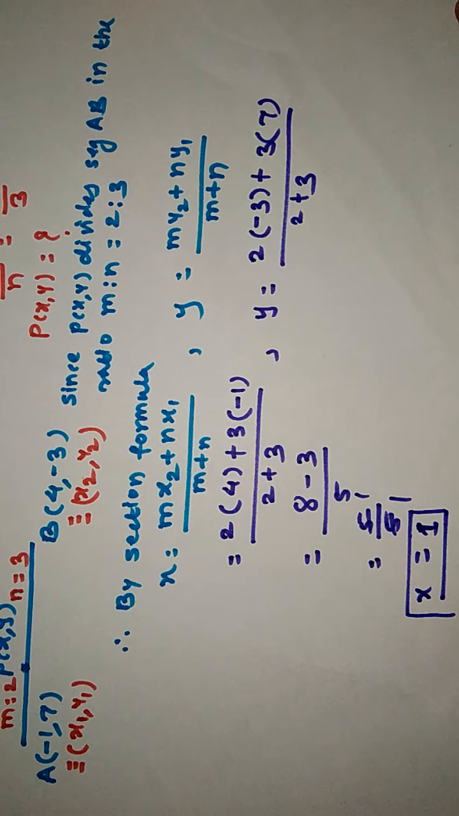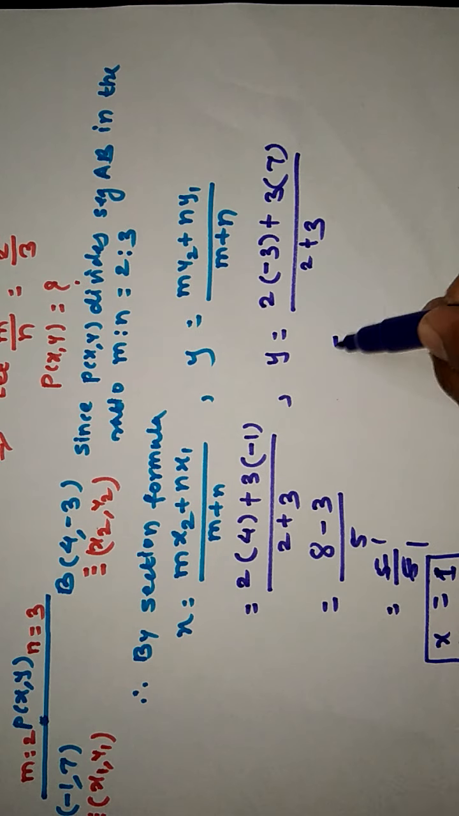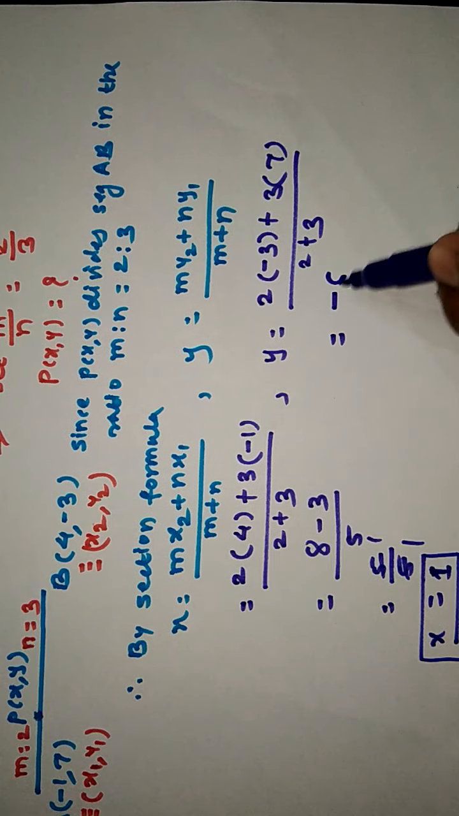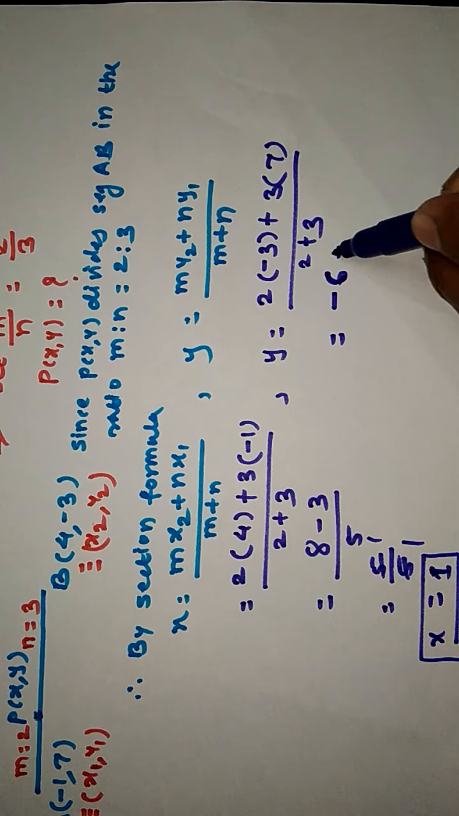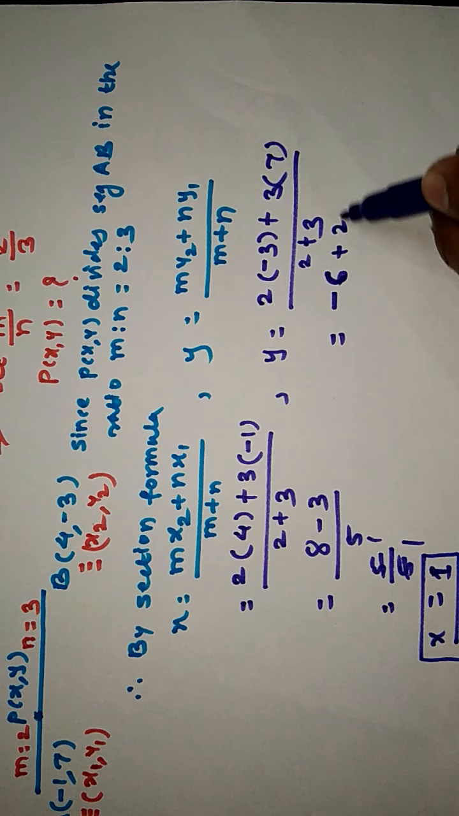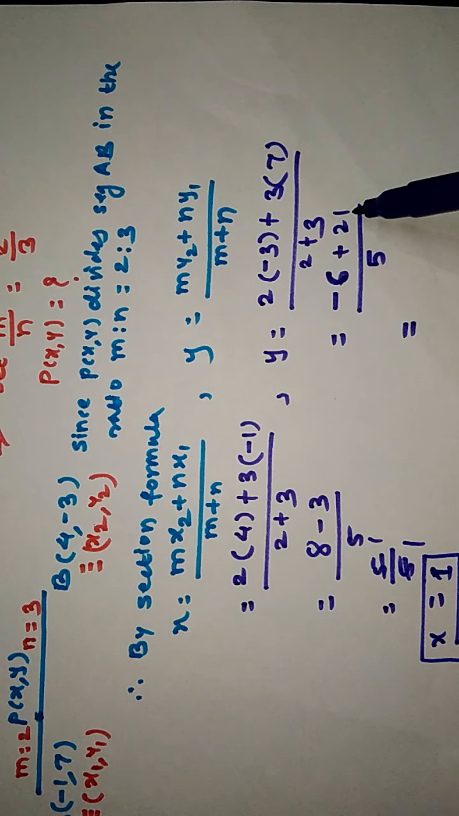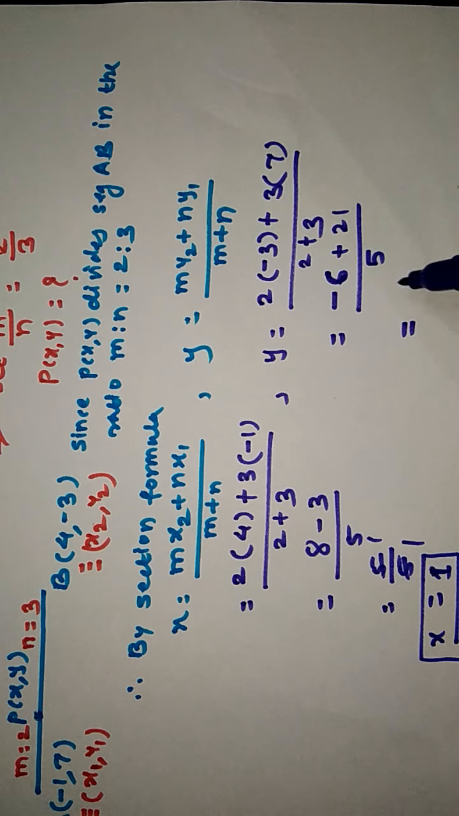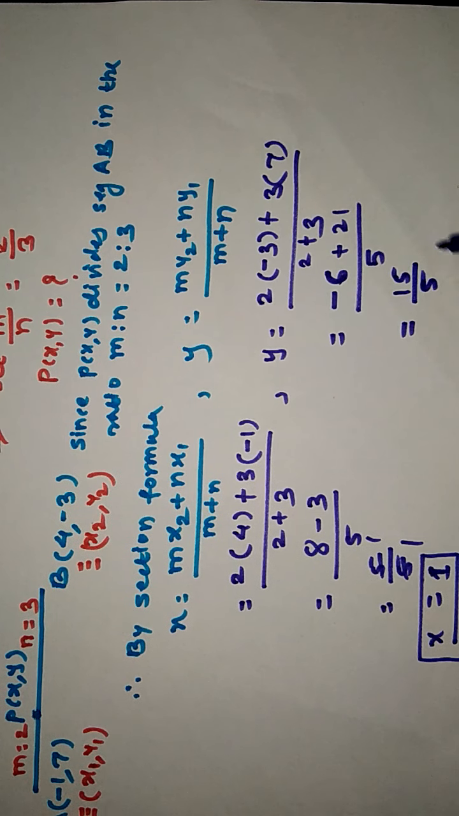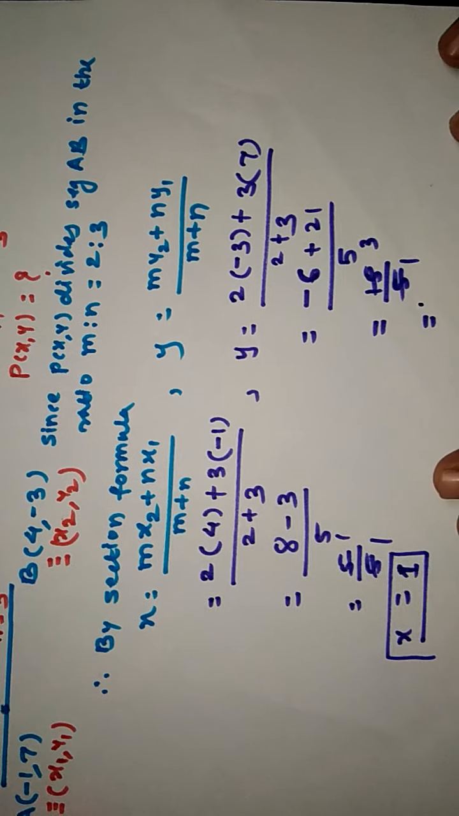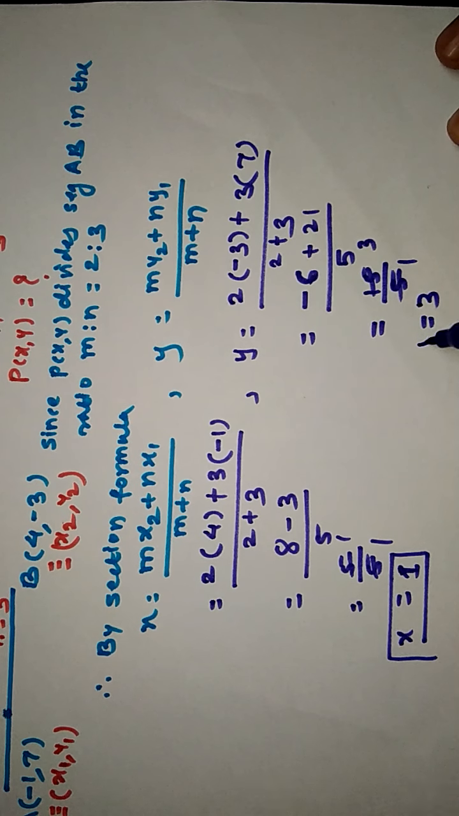Now solve for y. 2 threes are 6, so minus 6, and 3 sevens are 21, upon 2 plus 3 means 5. Now subtracting here, 21 minus 6 means 15 upon 5. 5 ones are 5, 5 threes are 15, means y is equal to 3.